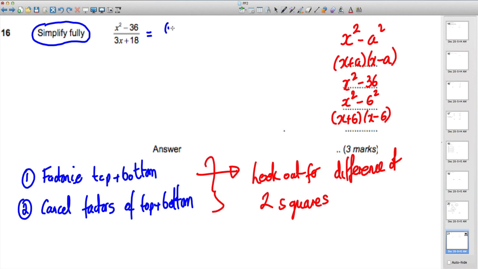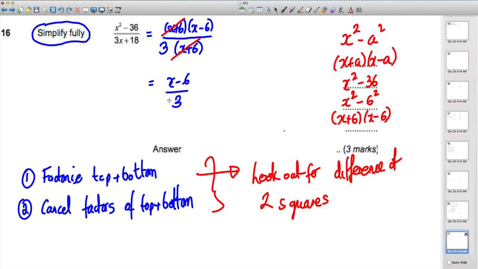When you factorise this, you get x plus 6, x subtract 6, all divided by. Now, what divides into 3x and 18? Well, 3 does. And then you're left with, in brackets, x plus 6. Oh, look, something cancels. X plus 6 is multiplying on top, x plus 6 is multiplying on bottom, so therefore you're left with x subtract 6 divided by 3. Leave your answer like that.